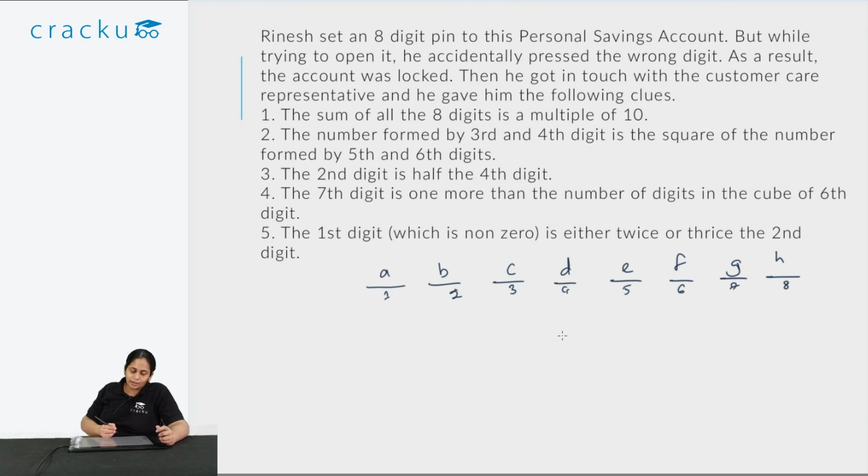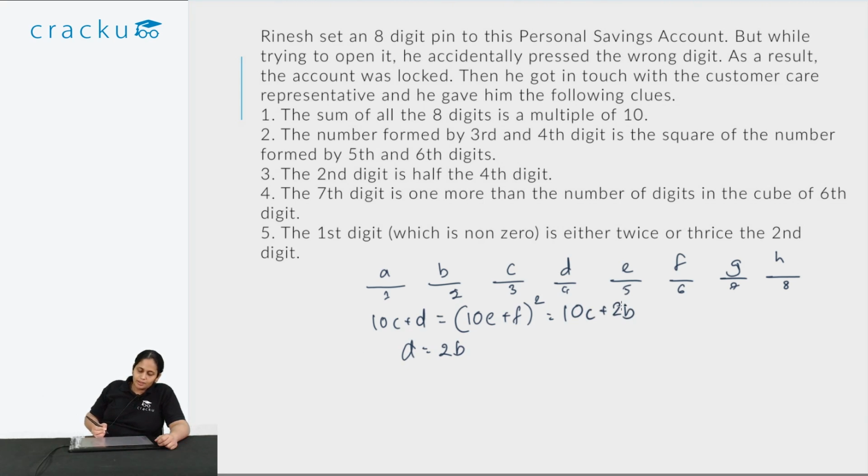So what is being said? The number formed by the 3rd and 4th digit is the square of the number formed by the 5th and 6th digit. So 10C plus D is the square of 10E plus F, the whole square. So what does this mean? This is one of the conditions that is given. The second digit is half the 4th digit, so B is equal to D by 2, or D is equal to 2B. So I'll put that over here. So this is equal to essentially 10C plus 2B. This means that this square has to be an even square because this is an even number. So the square value has to be an even square. We can then list out how many even squares there are such that they are 2-digit numbers.